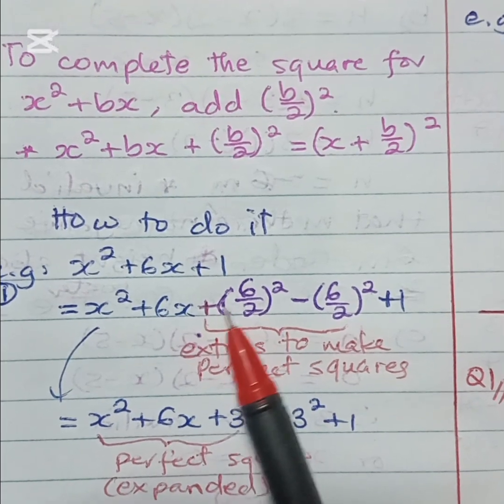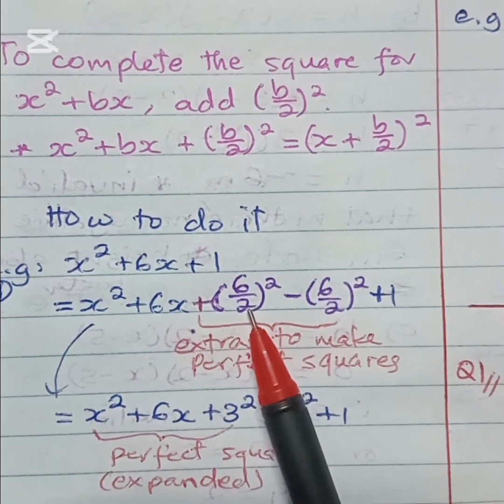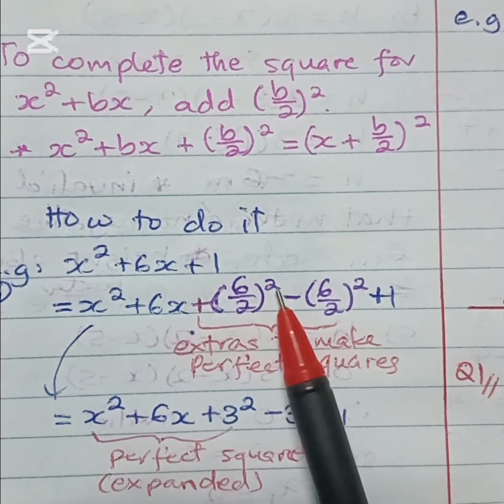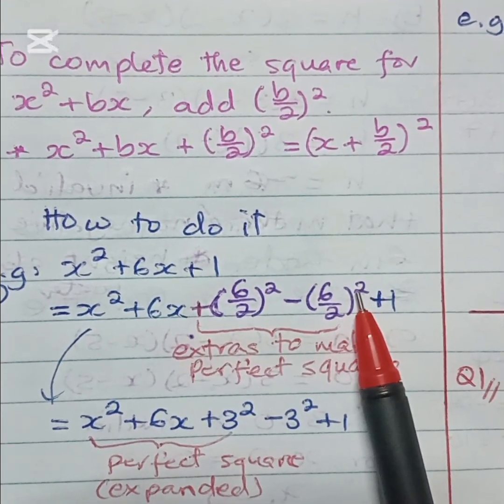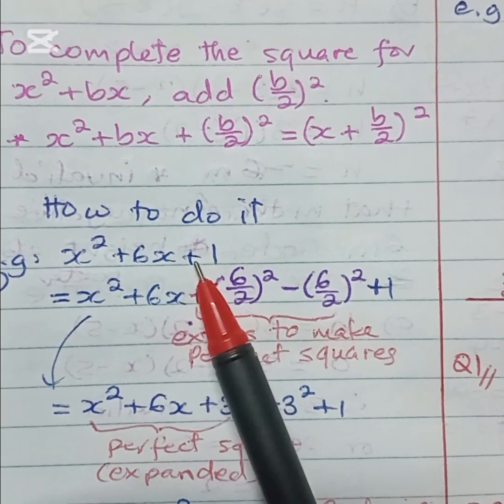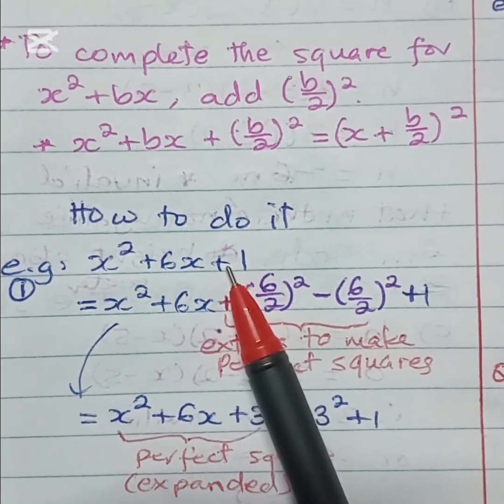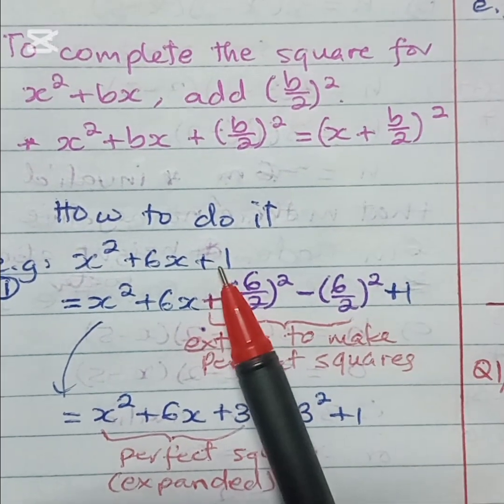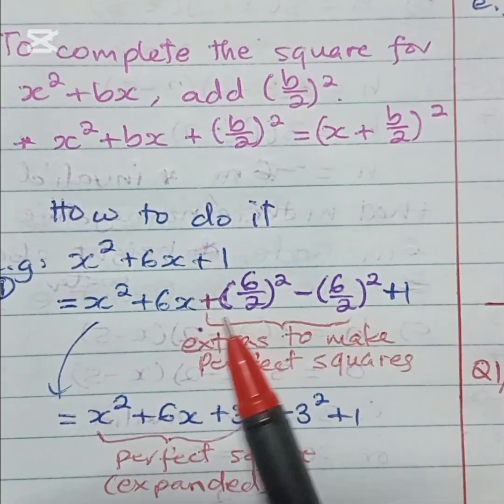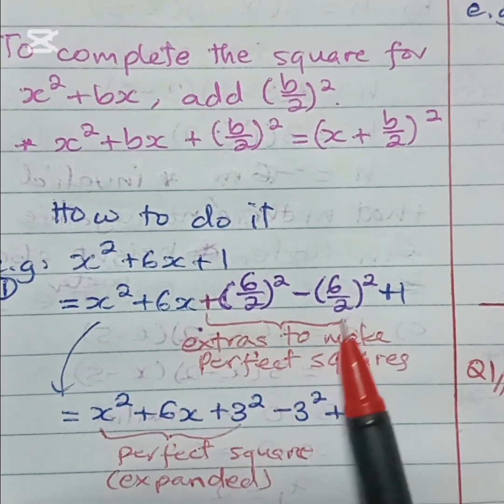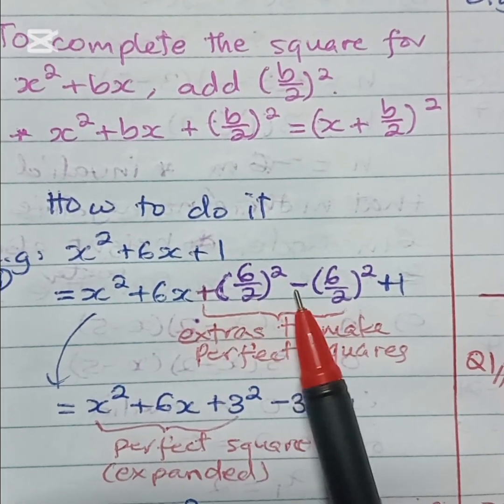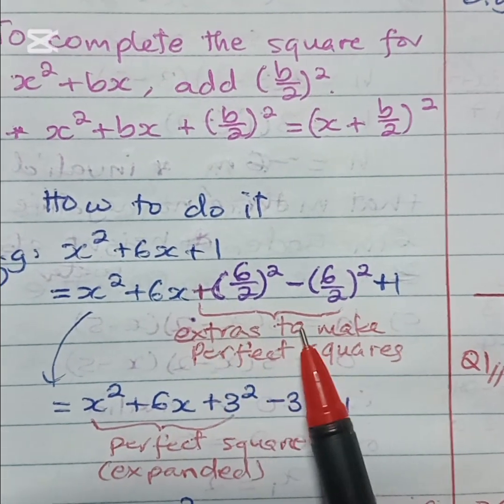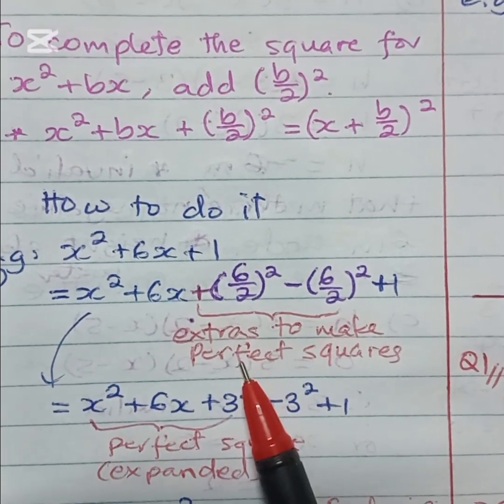Now when we add half of 6 squared, we must again subtract half of 6 squared. Take note, we are squaring, so we must also square here. And then we complete the expression by including this 1 there, which is part of the original expression. Now these two, adding half of 6 squared and minusing half of 6 squared, are just extra terms to make perfect squares.